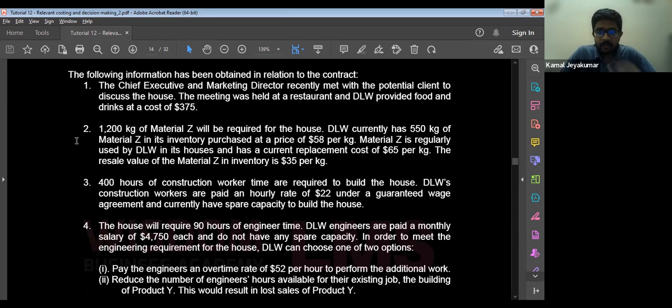Point number 2, 1,200 kilograms of material Z will be required for the house. DLW currently has 550 kilograms of material in its inventory, purchased at a price of $58. This $58 is the historical purchase price. It's not relevant, right? It's a sunk cost. Material Z is regularly used by DLW in its houses and has a current replacement cost of $65. The resale value of the material is $35 per kilogram, right? Guys, can you all quickly calculate what the relevant cost is and put it in the chat?